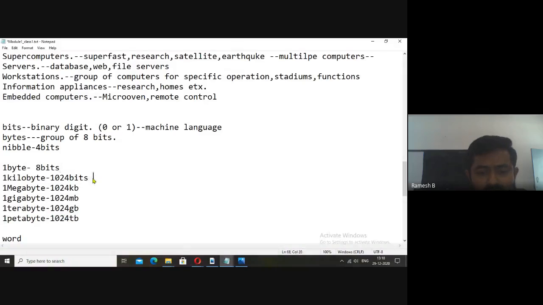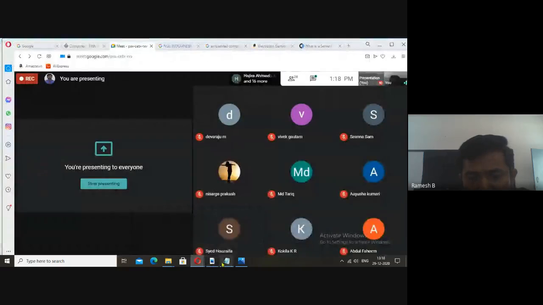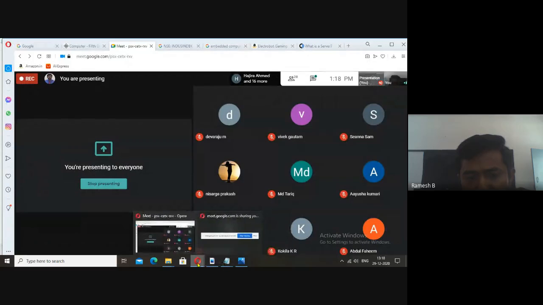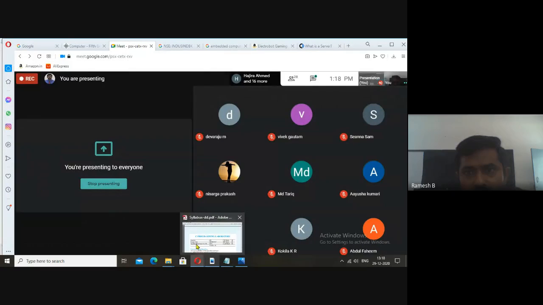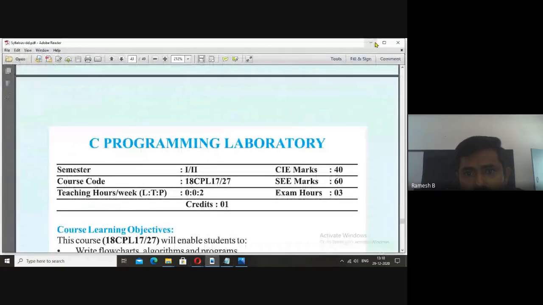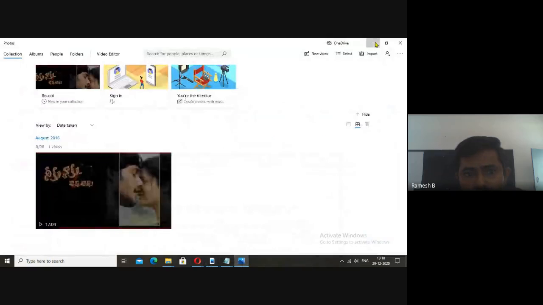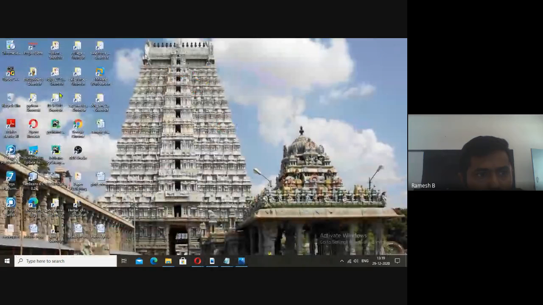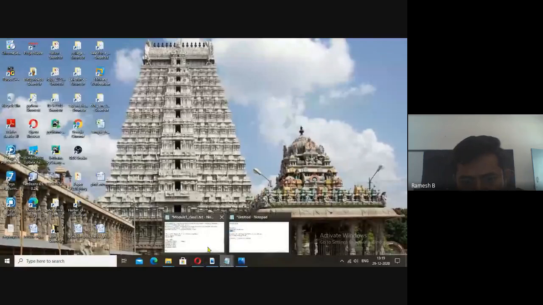Now, when it comes to KB, images. We'll be taking photos happily, so images will be in KBs. Let me show you on my computer if I have any image. Generally images will be in KBs.